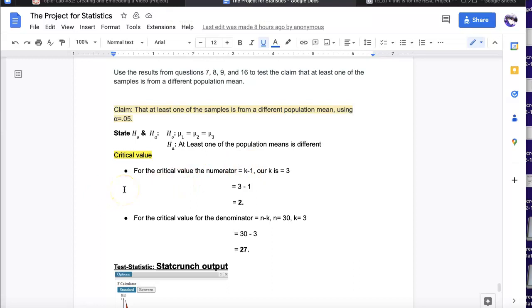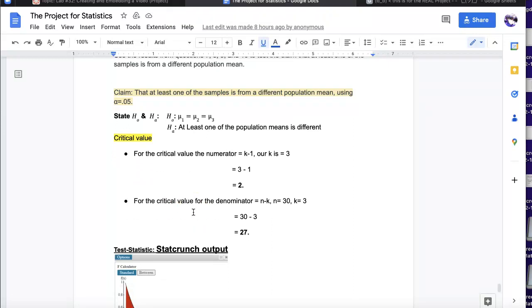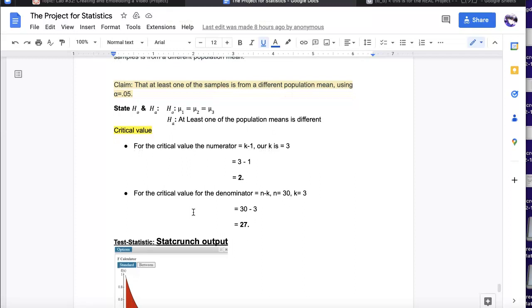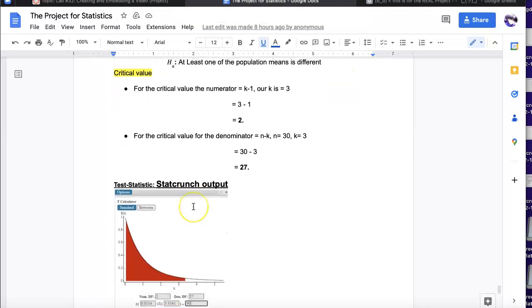So then it's time to get our critical value. For the critical value, the numerator degrees of freedom equals k minus 1. Our k is 3, so 3 minus 1 is equal to 2. For our denominator, it's n minus k. Since there were 30 values, and k is still equal to 3, 30 minus 3 is equal to 27.